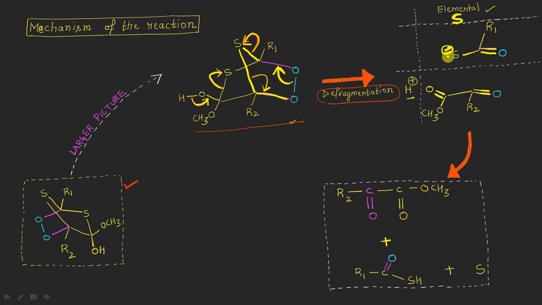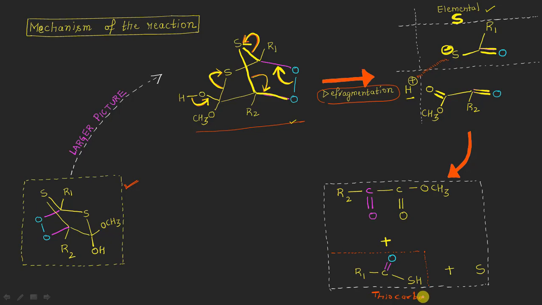And after that, of course, because it is sulfur negative, it will be interacting with this H positive ion, resulting in the formation of what? Resulting in the formation of R1, C double bond O and SH, which we can call by a general name in organic chemistry. And this is known as what? This is known as the thio type of carboxylic acid, right?